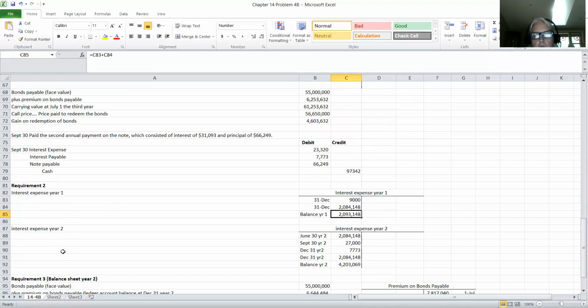The interest expense for year 2 would have started with the interest expense in year 2, which was at June 30th, we had some interest expense that we incurred in year 2, and at September 30th, we incurred some more, and we incurred some more at December 30th, and then at December 31st, we incurred some more. So the total amount of the interest expense that we incurred in year 2 is $4,203,069. All of this came from the above entries. I just posted them. This was year 1, this was year 2.